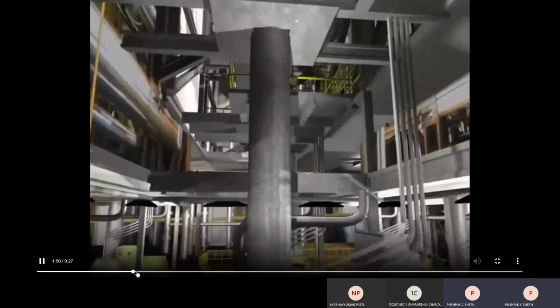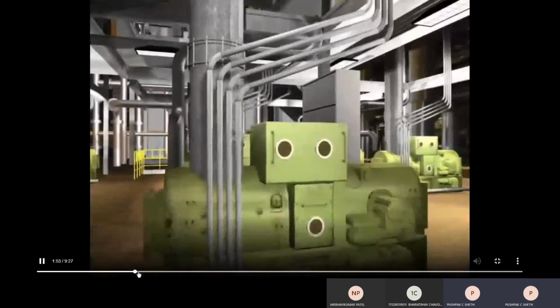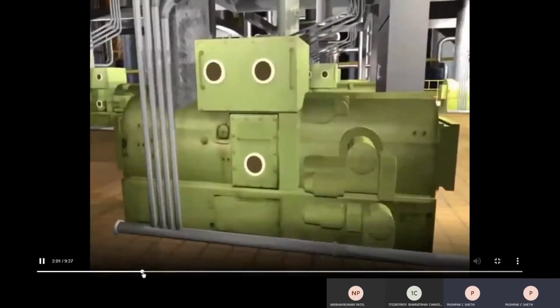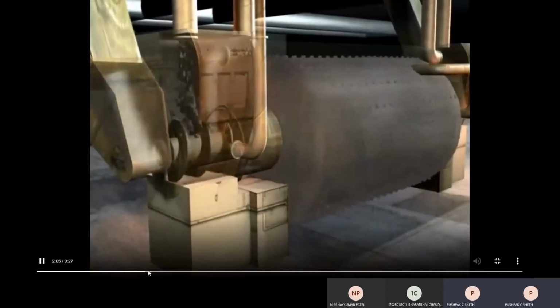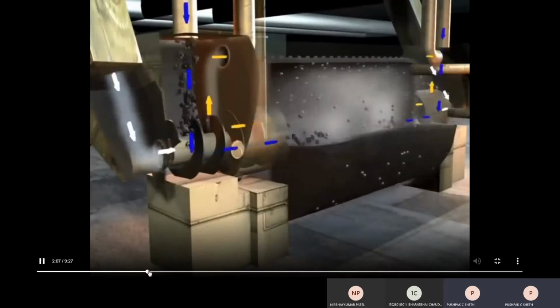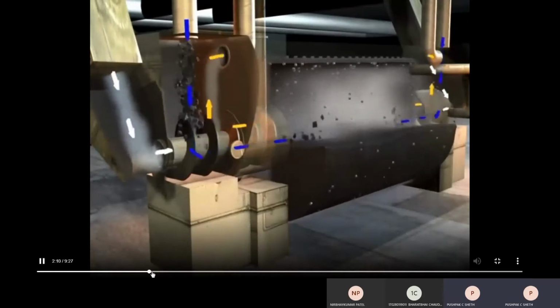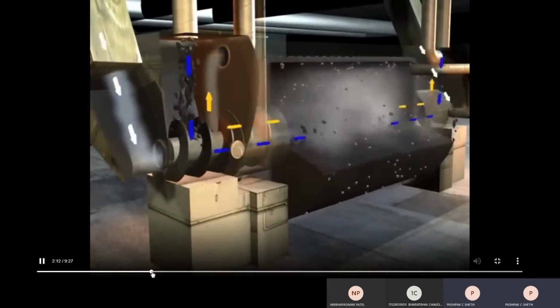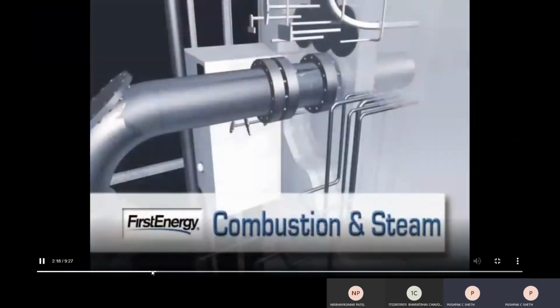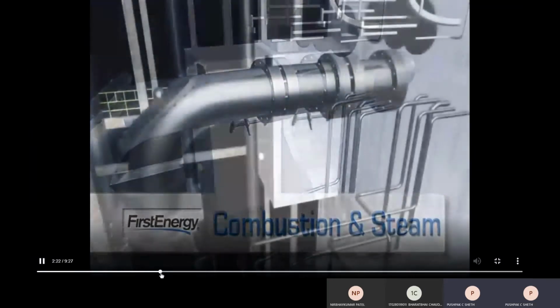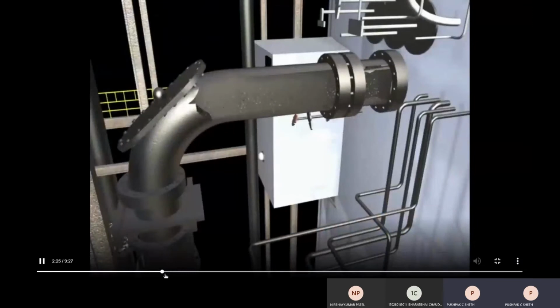You have seen it earlier. In this case, it is converted into fine powder and mixed with the air. See, you can see how the pulverization process is taking place. Pulverization technique may differ, but ultimately you are converting this coal into fine powder, right? It is utilized for further combustion and converted into steam.